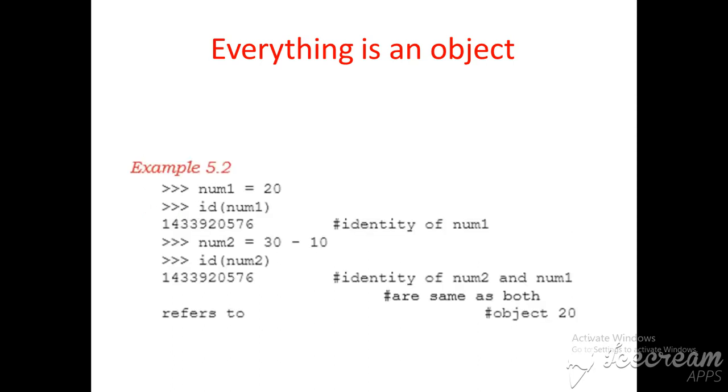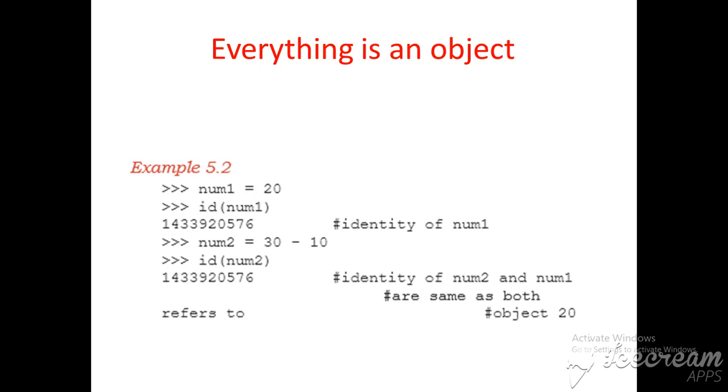For example, here num1 is equal to 20. In order to print the id of that number, we use id of num1. Look at that, here is an identity number: 143392056 is the identity of num1. The identity of num1 remains the same for the lifetime of that object.